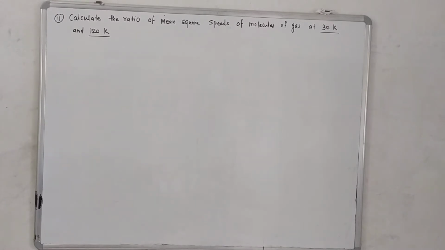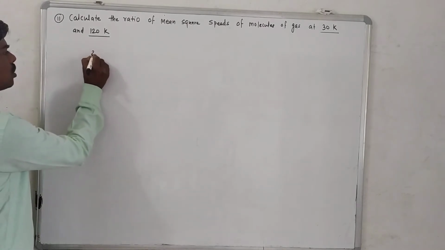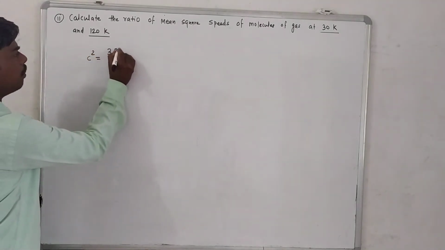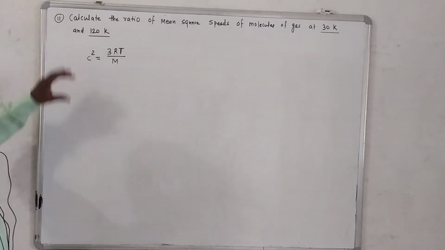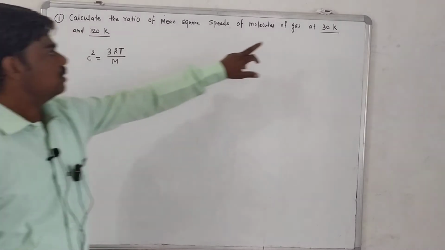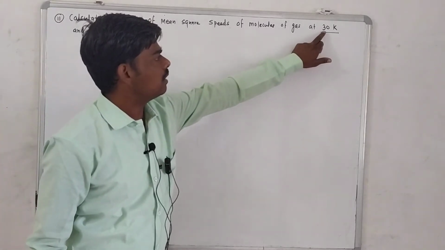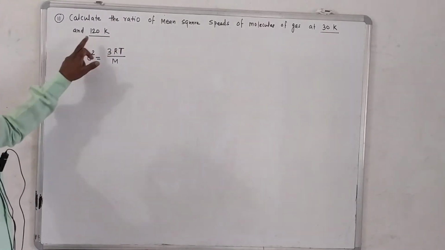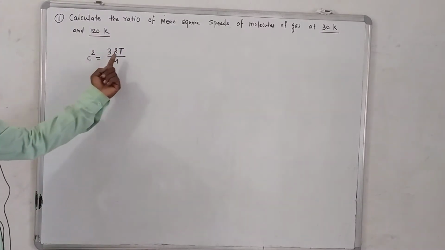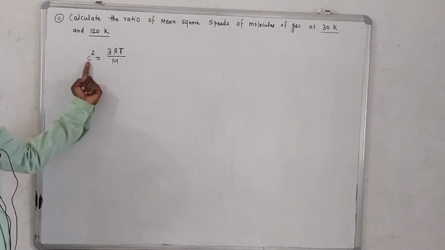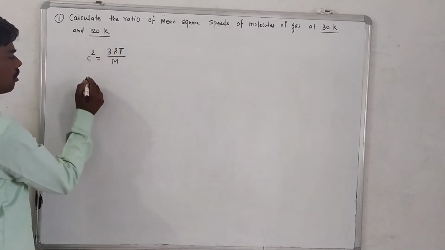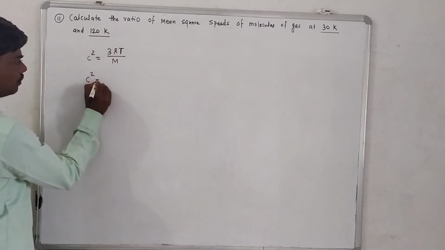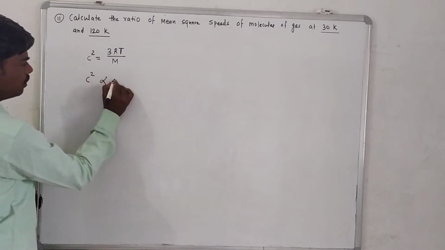The mean square speed formula is C square equals 3RT by M. It is given that the temperature is 30 Kelvin and 120 Kelvin. So C square depends on temperature only. 3R by M will be constant. So what do we get? C square is directly proportional to T.